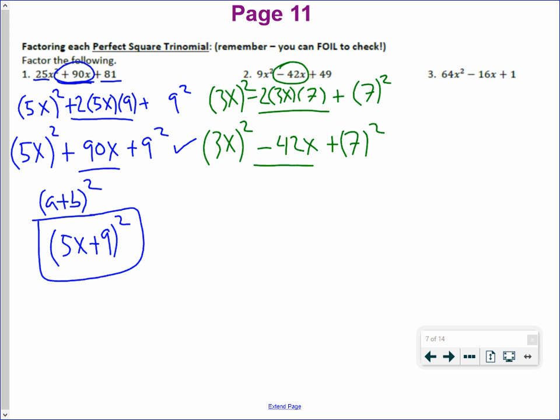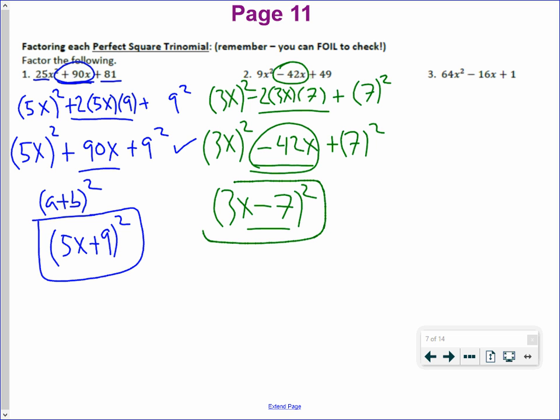And we see this negative 42x equals what we started with. So we know that this is a perfect square trinomial. And since it is a perfect square trinomial, we can go ahead and factor with the rules we just learned. So in this case, it's going to be a, which is 3x, minus b, which is 7, all squared. And it's going to be minus 7 since our middle term is negative. If our middle term is negative, the sign of the factor has to match that. So it'll be a negative inside the factor. So we get 3x minus 7 squared.